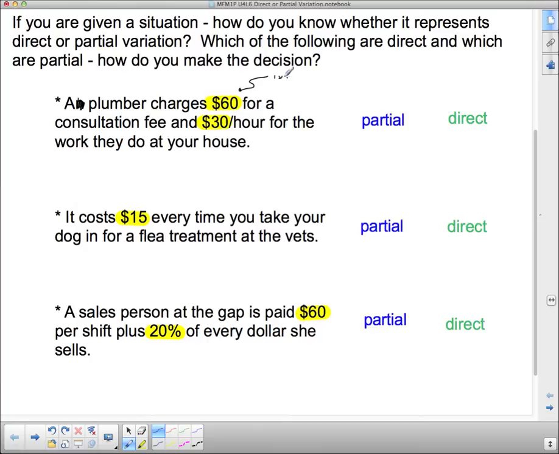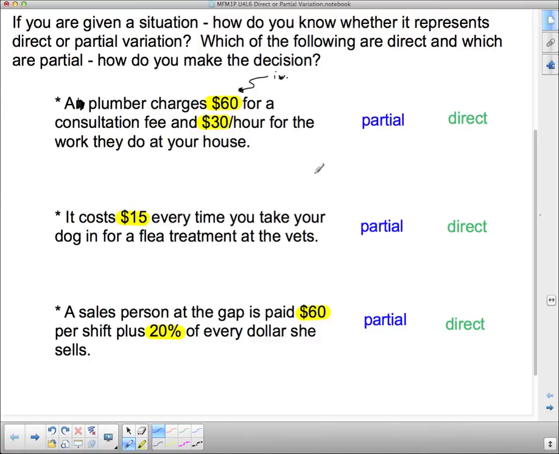Because it says he charges a $60 consultation fee. So that means that if he comes to consult with us, we owe him $60. If he decides that he's not going to do what we asked him to do, we still owe him that $60. If we forgot that we were having a meeting and we left, we still owe him that $60. That's the initial fee. And if he decides to work for us afterwards, he could work 10 hours or 20 hours. That $60 is not going to change. We just have to add more of this hourly rate on top of it.